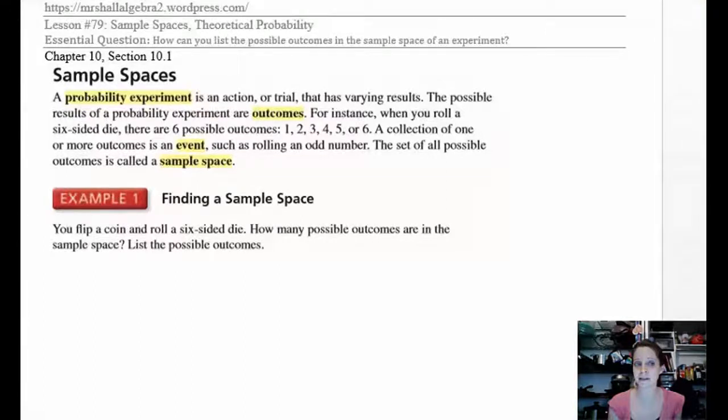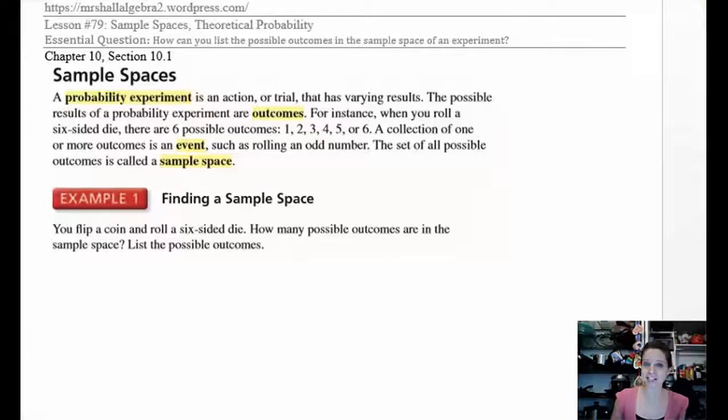Example 1, finding a sample space. You flip a coin and roll a six-sided die. How many possible outcomes are in the sample space? List all the possible outcomes. This should be review. And there are, I'm going to say, many approaches to this problem. You're going to get the same number of outcomes.